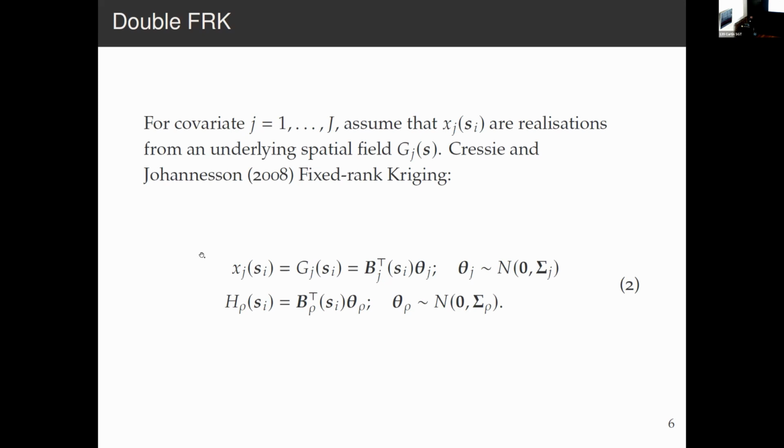The reason we call it double FRK is that we use an FRK for the covariates X, and we also use another FRK to model the spatial autocorrelation H of rho, or H rho. So we also model H rho as a linear combination of basis functions B rho transpose. So that's the main idea.